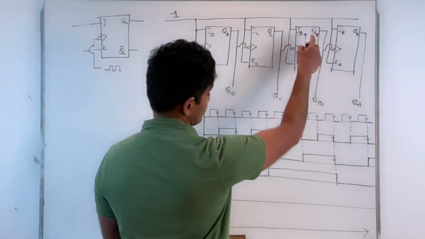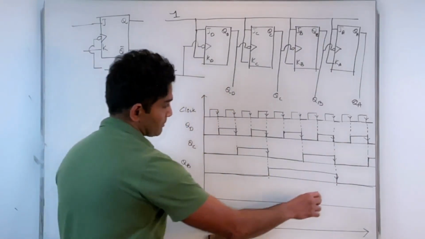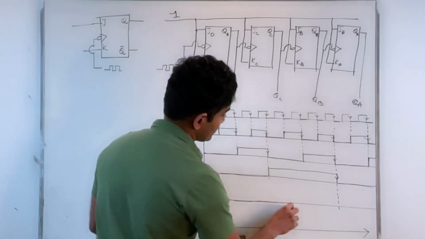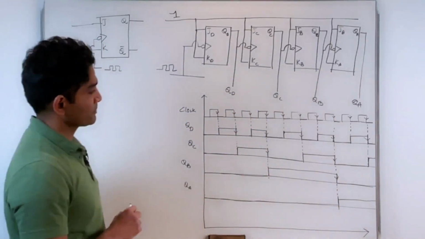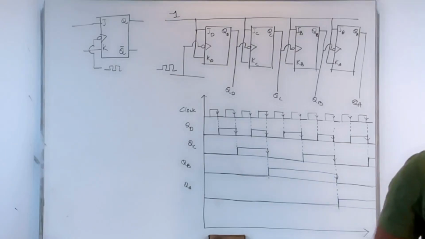QA, QB is the clock for the JAK flip-flop. That's my guideline. And this is what I'm going to get. So that's the timing diagram for each of my outputs for this flip-flop.